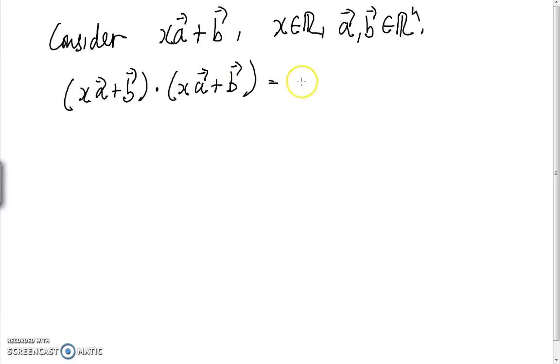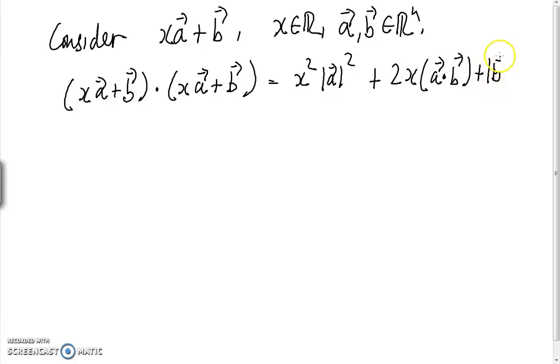Now this is equal to, well, by the distributive law, x squared times the magnitude of a squared plus twice x a dot b plus the magnitude of b squared. I've just applied all of the properties of the dot product to get here. But we also know by another property that this is equal to the magnitude of xa plus b squared, where this is the Rn norm.